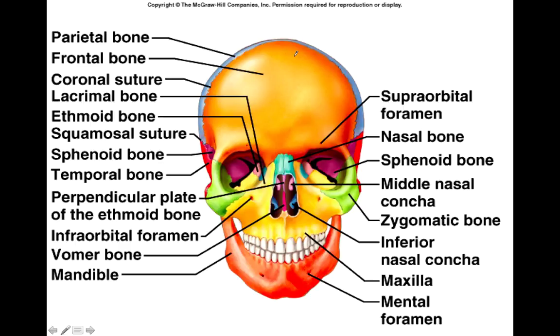Learning the names of the bones will help you to learn the names of the muscles that go over the bones, but also the lobes of the brain when you get to that in A&P2.